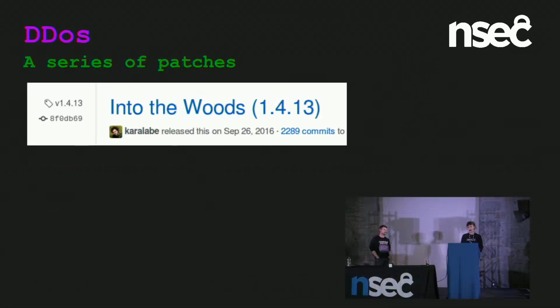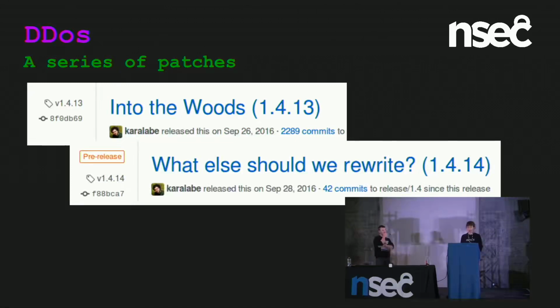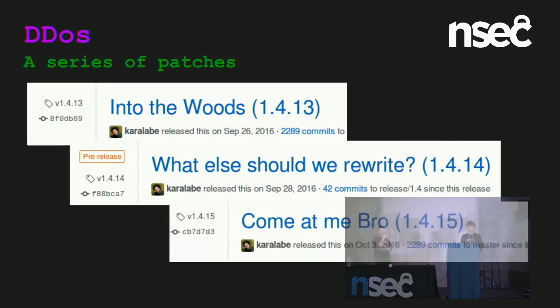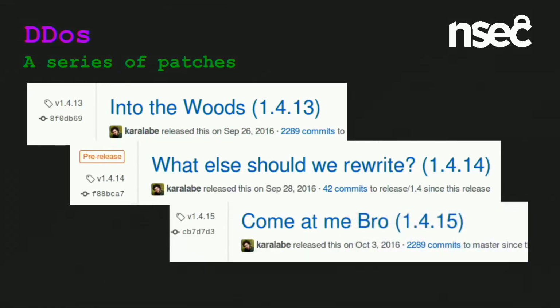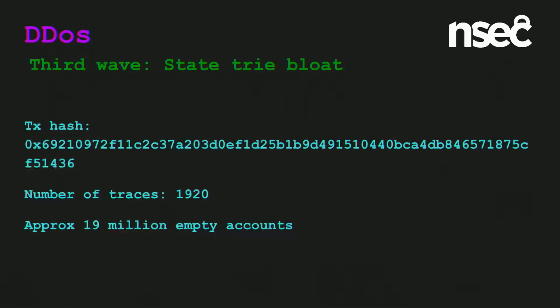So over the course of DevCon, the core devs frantically released a series of patches, amongst other things trying to optimize EXTCODESIZE. The patches have names like Into the Woods, What Else Should We Rewrite, and Come At Me, Bro. So for a while, everyone again thought everything was going to be fine. This is a pattern. The attacker wasn't done.